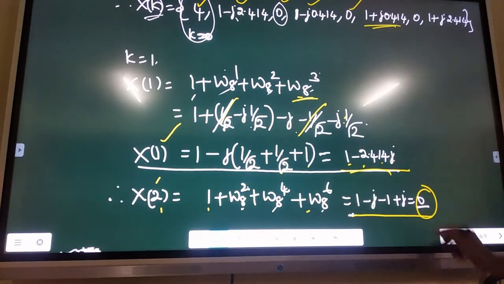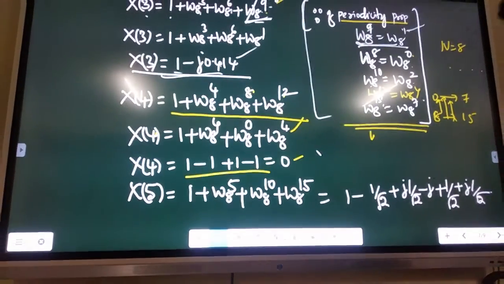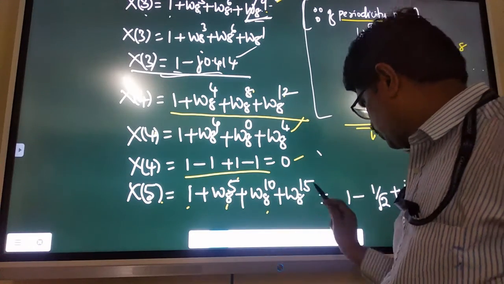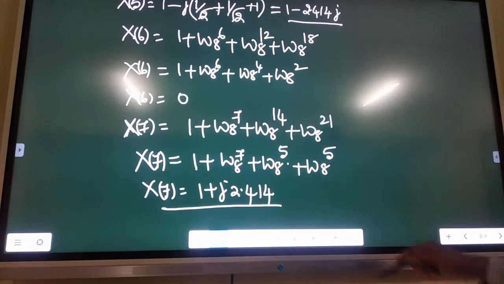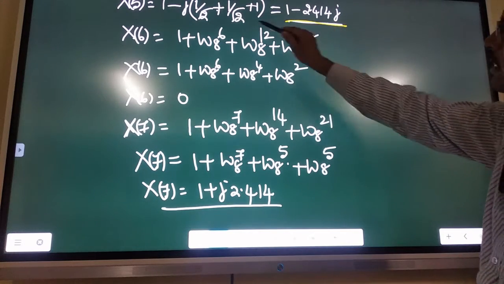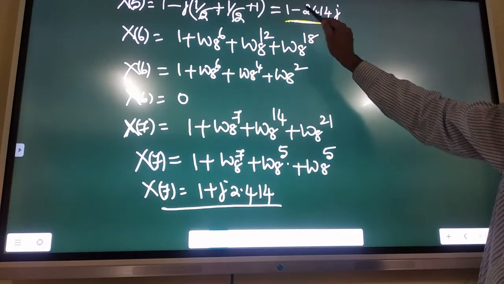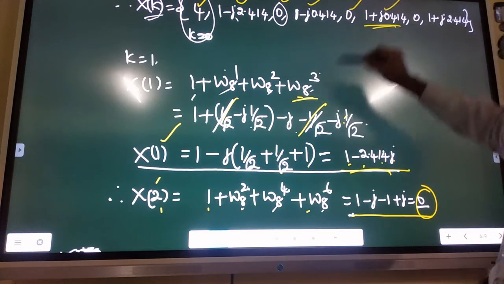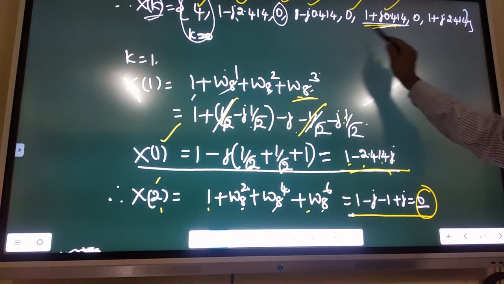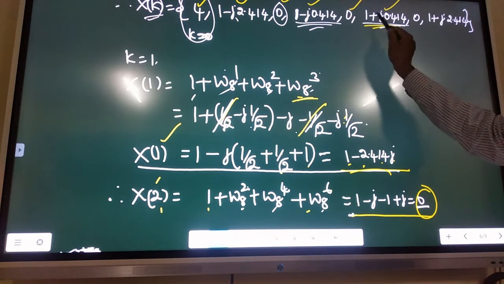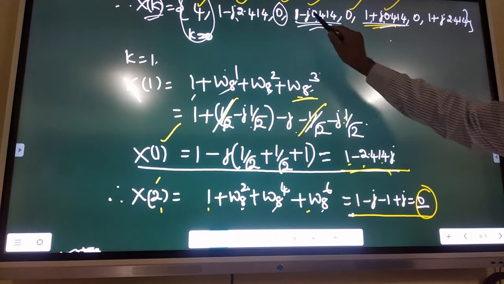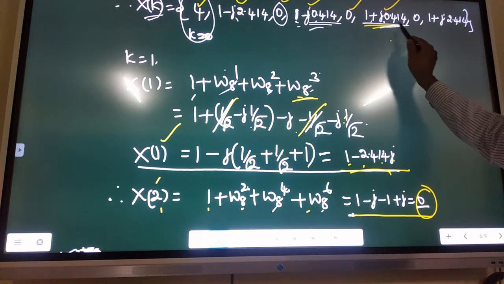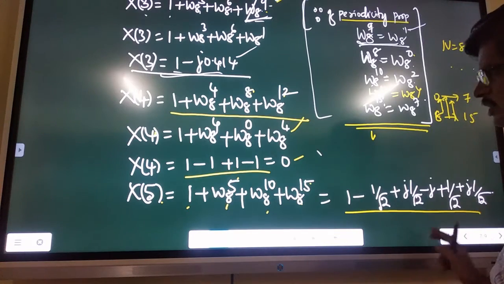Then the sixth sample, x of 5 is equal to this sequence. 1 plus omega 8 power 5, 10, 15. Then do all these things, maths. Then you will get the answer as 1 minus, substitute all that, then 1 minus real plus imaginary, 2.414j. Therefore, your sixth sample is 1 plus j0.414. Just reverse of this. Conjugate of this is this. 1 is 1. Minus j0.414 is plus j0.414.